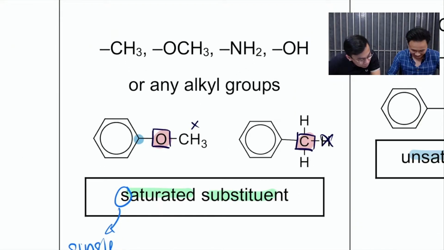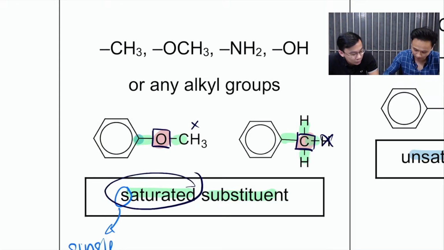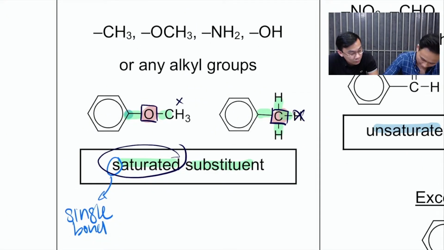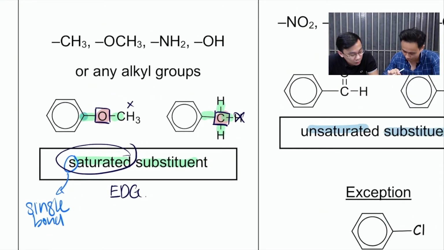Now, Yap Chen, focus on this atom that I boxed up, okay? Okay, I'm focusing. Are there any double bonds attached to him? Not that I can see. They're all single bonds. Yes, and that is why we call it a saturated substituent. And this is what we call, and you can, guys, write this down with me, electron donating groups.